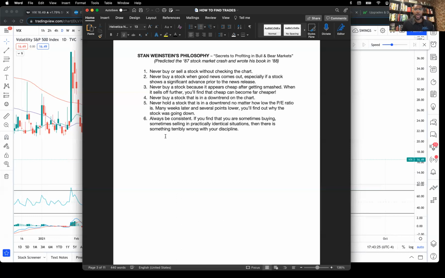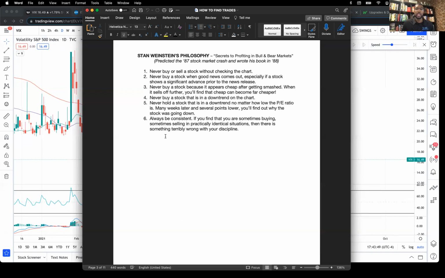Number 4, never buy a stock that is in a downtrend on the chart. That's obvious, all right, but a lot of people do it, and they feel like they're buying the dip when in actuality, they're buying into a downward trend, and you're just literally giving your money away to the market. Number 5, never hold a stock that is in a downtrend, no matter how low the PE ratio is.